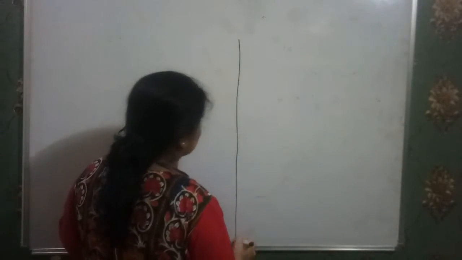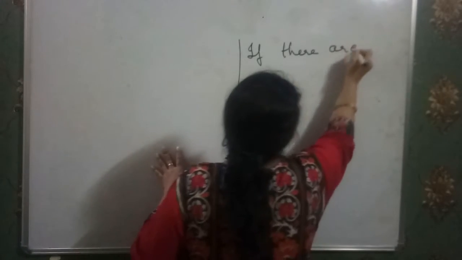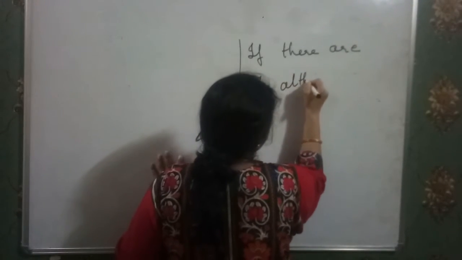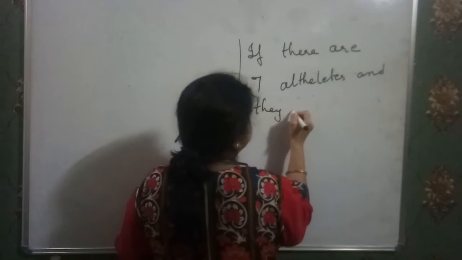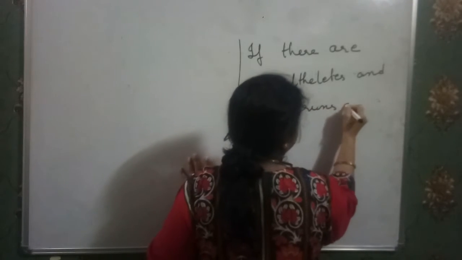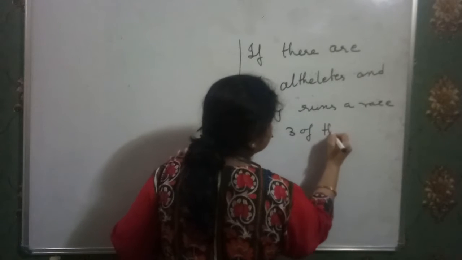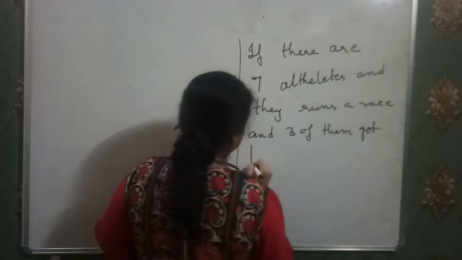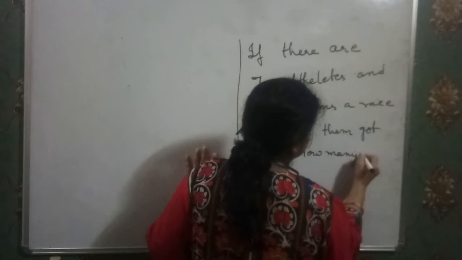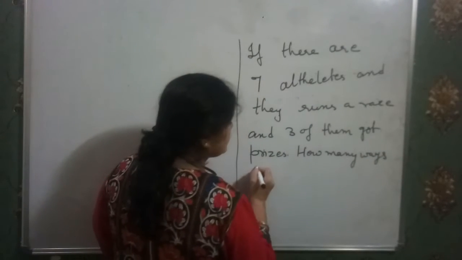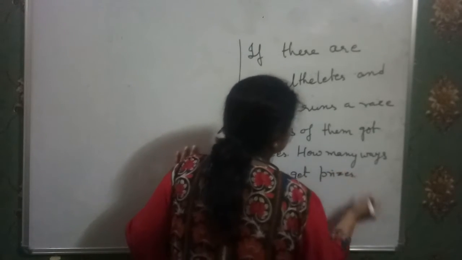For example, there is a question like this. If there are seven athletes, and they run a race, and three of them got prizes, in how many ways can they get the prize, or how many ways is the prize distributed among them?